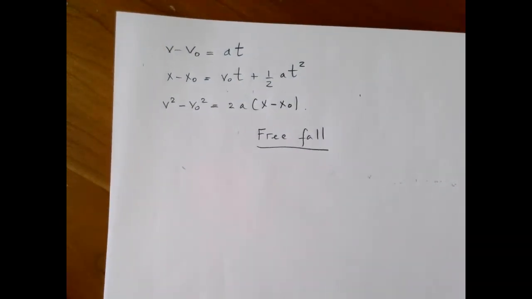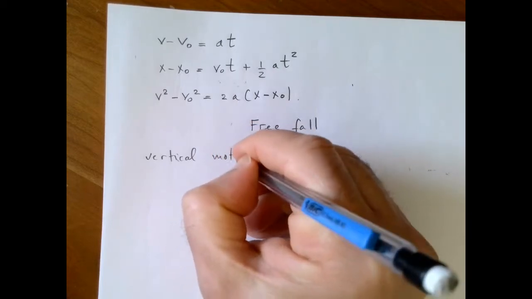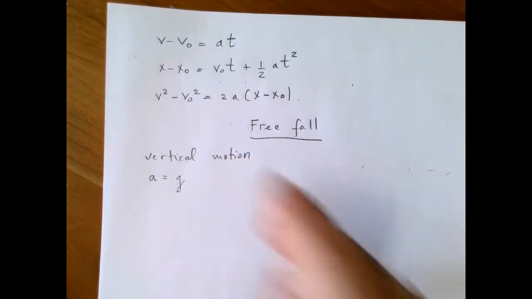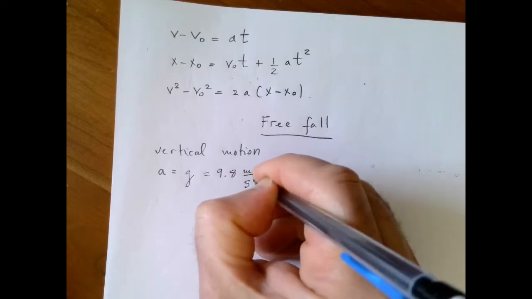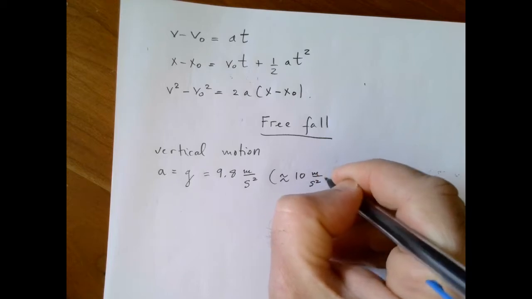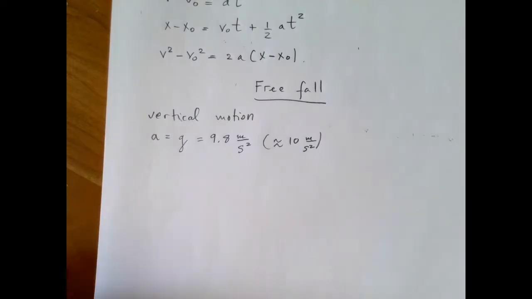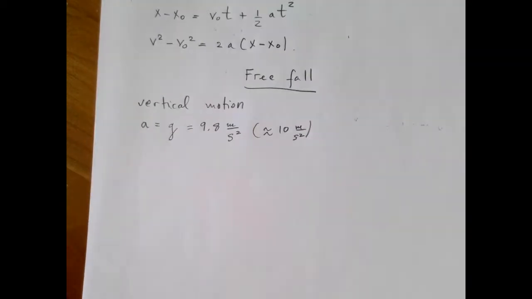The free fall motion is a vertical motion in which the acceleration of the object is the acceleration of gravity, g, which is 9.8 meters per second squared. Sometimes we can round it to 10 meters per second squared. So let's see how we modify these equations to describe this type of motion.